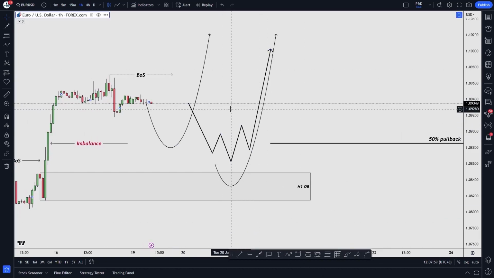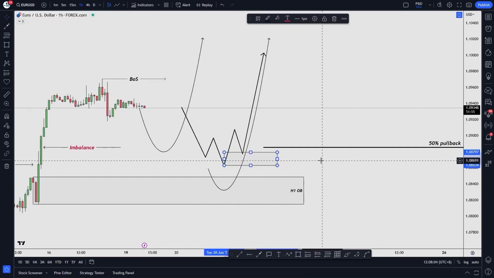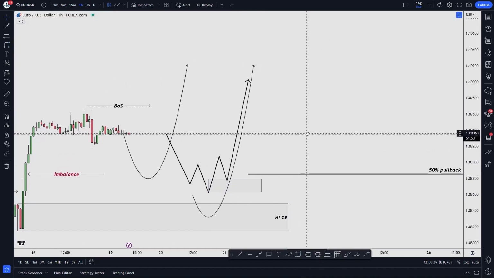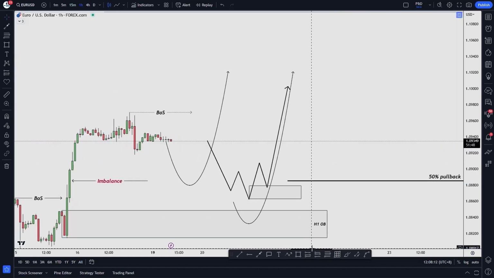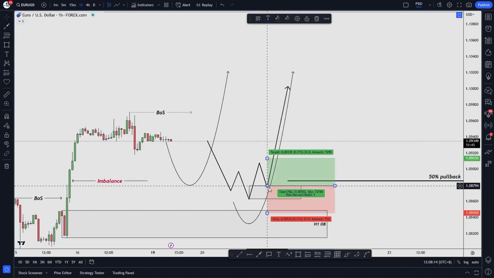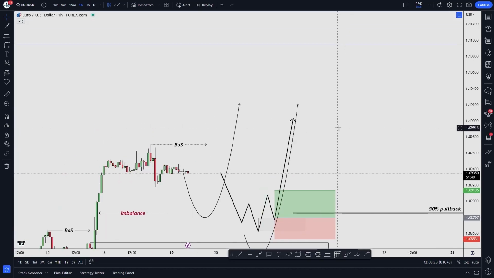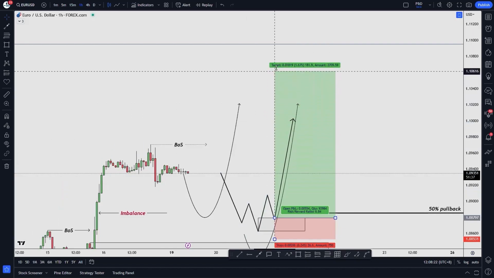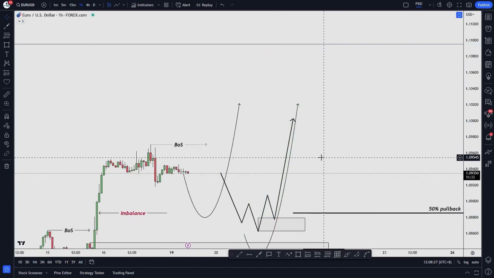After spotting a change of character, we have to mark which zone has caused this market shift. After identifying that market shift point or the demand zone, we can clearly enter on this pair, with the stop loss below this swing structure, and targeting this high or even this daily liquidity swing old high.